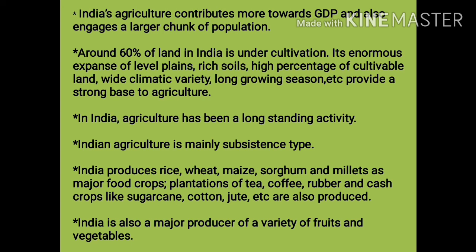So the place where only one type of cultivation takes place in a large estate or in a large land, those are called plantations. Like we have the plantations of tea, coffee, rubber, and cash crops. Cash crops, that is commercial agriculture, where the cultivation is done to produce crops like sugarcane, cotton, jute, which give a very good business, a very good profit. Those are said to be the cash crops. India is also a major producer of a variety of crops and vegetables.